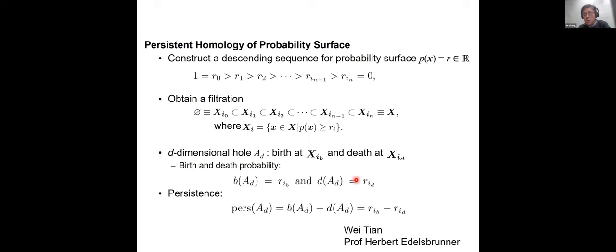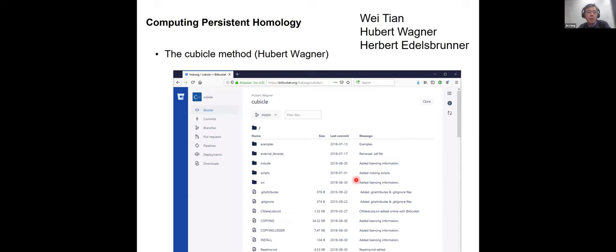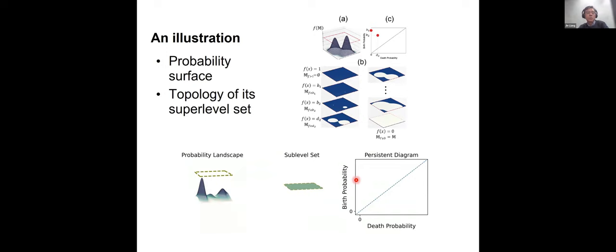The particular software we use is using Hubert Wagner's cubical methods. And this is my former student, Wei Tian. He spent half a year visiting Herbert Edelsbrunner's group and learned a lot from Herbert and Hubert on how to use these cubical complexes for computing homology groups. So I will just show a brief video to see essentially what's going on.